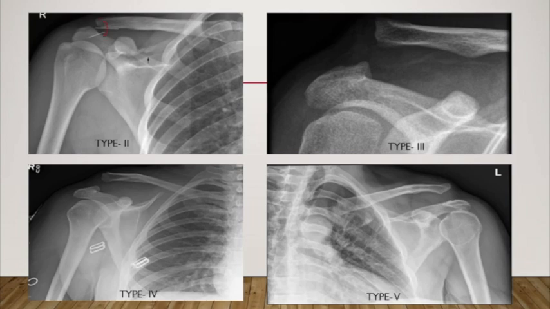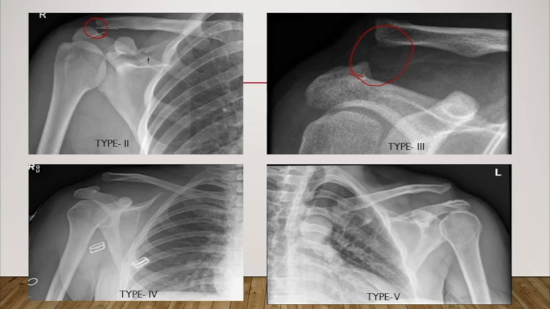See, here is the acromioclavicular joint, right? As you can see, there is a slight displacement, not much. And then in type 3, here is the AC joint, you can see properly there is a vast gap between the acromion and the clavicle. Okay, so this is type 3.